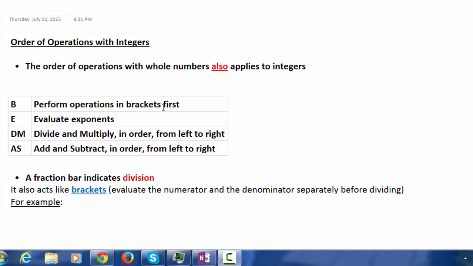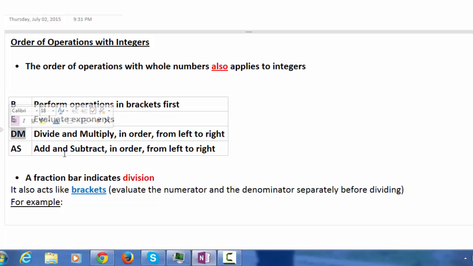If we go through the order of operations, we know BADMAS. The B: perform operations in brackets first, so if you have any brackets in the operation, you do them first. Next, evaluate the exponent. Then the third in the order is division or multiplication. Both have the same level. Which one first? From left to right, so whatever you see on the left, you start with, and after that you go to the right.